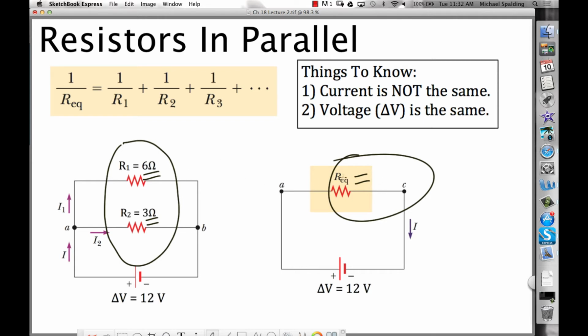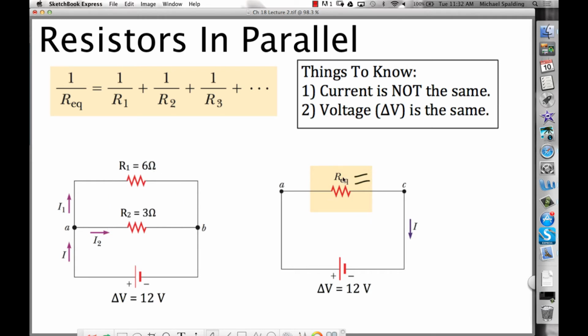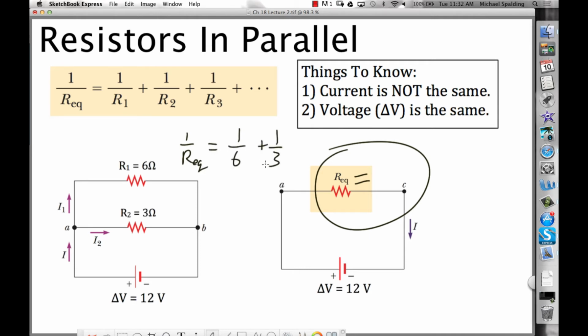Now, here's how you calculate it. I call it the 1 over equation. Let's do this calculation. What is this equivalent resistance? 1 over the equivalent is going to be 1 over 6 plus 1 over 3. But 1 over 3 is 2 over 6, just to make the denominators the same. So now we have 1 over the equivalent is 3 over 6. But 3 over 6 is just 1/2.